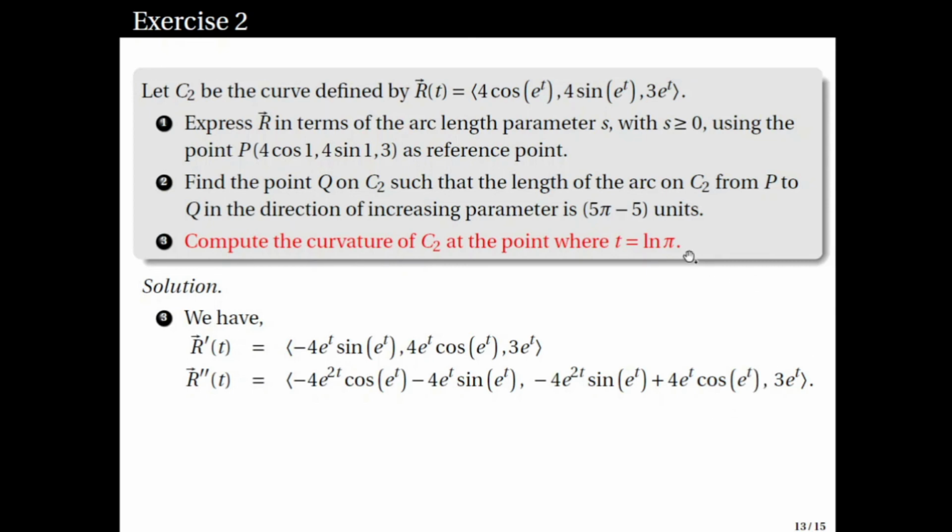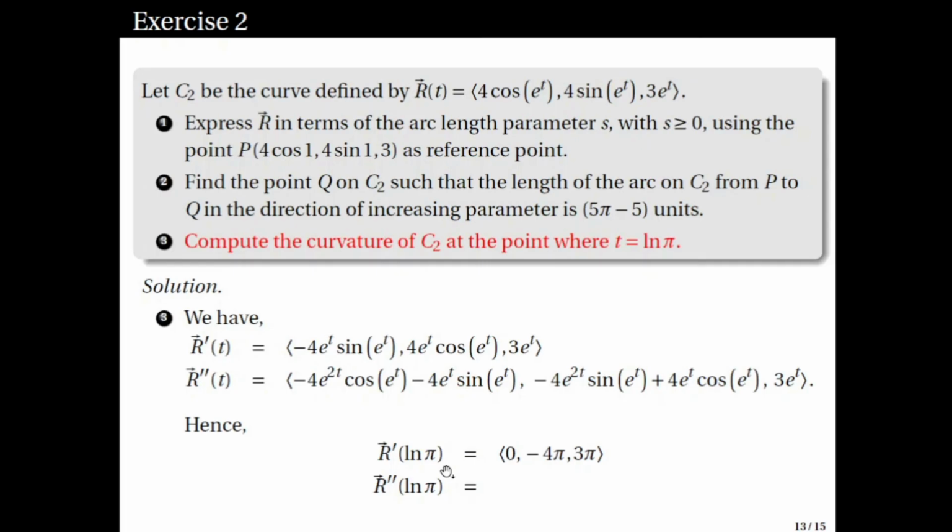Now, we're getting the curvature at a specific point where t equals ln pi. So, we can already substitute ln pi into both r prime and r double prime. First, we have r prime of ln pi. We note here first that e to the ln pi is just equal to pi. So if I substitute ln pi here, I have negative 4 pi sine pi, which is just 0. Here you have 4 pi cosine pi, which is just negative 4 pi. And you have here 3 pi.